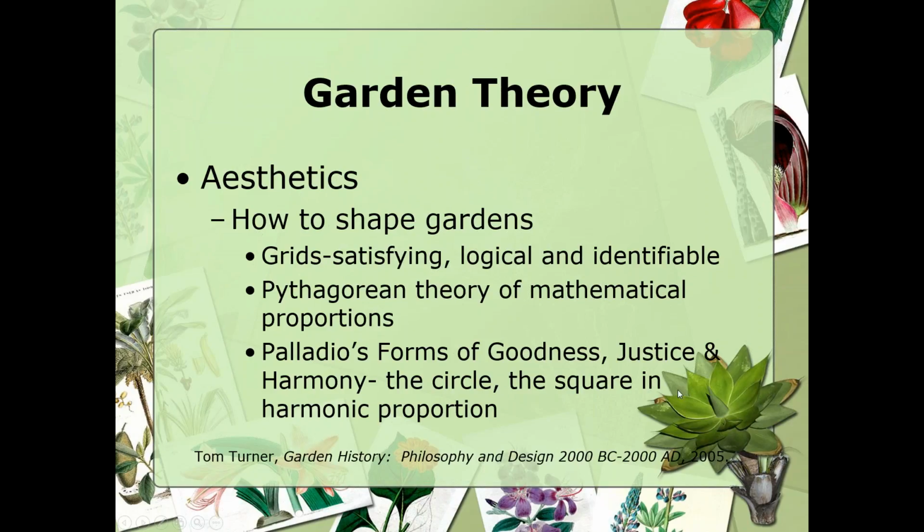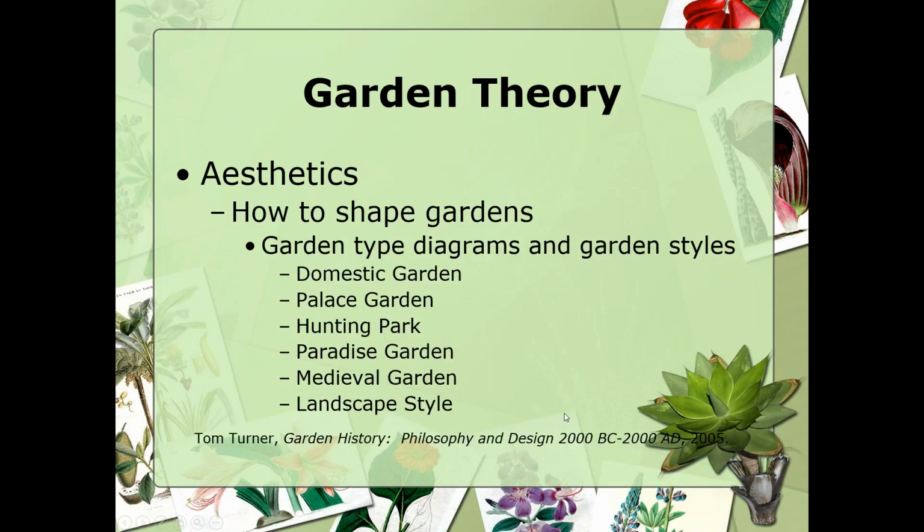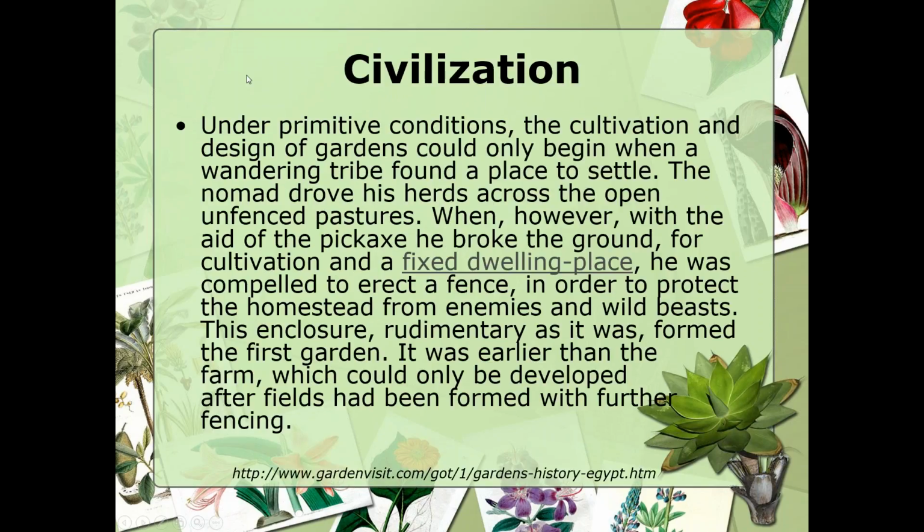Aesthetics, how to shape gardens. Grids that are logical and identifiable. We have some that are made out of the Pythagorean theorem. We have Palladio's forms of goodness, justice, and harmony using the circle and square. And we have how to shape gardens, type of diagram and garden styles, domestic, palace, hunting park, we'll talk a lot about those, paradise, medieval, landscape.